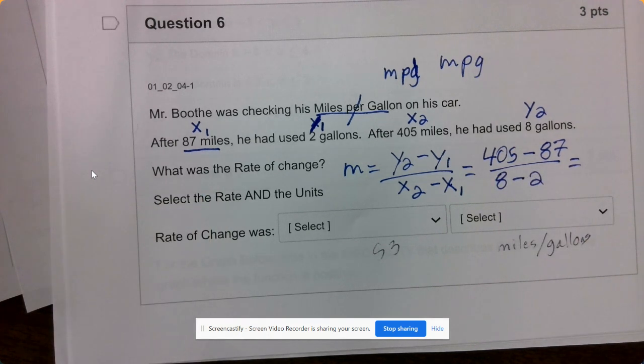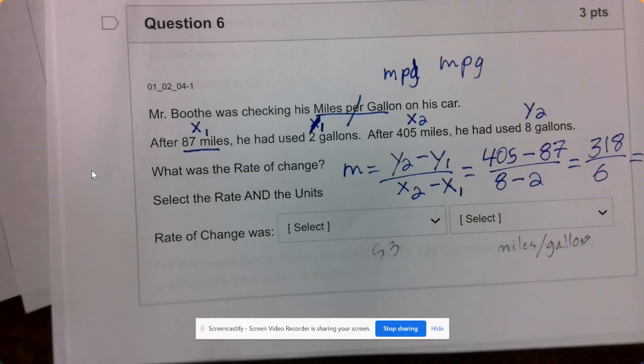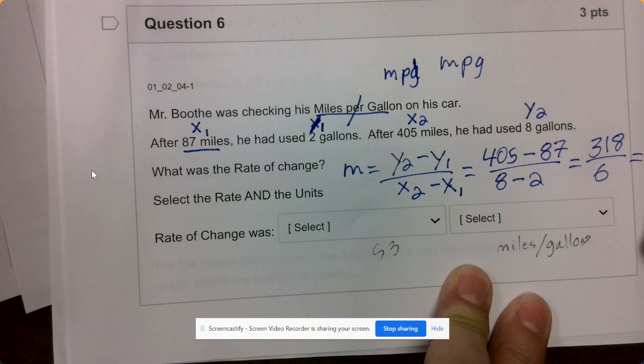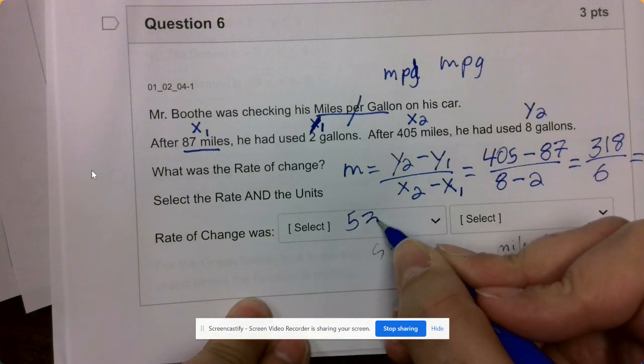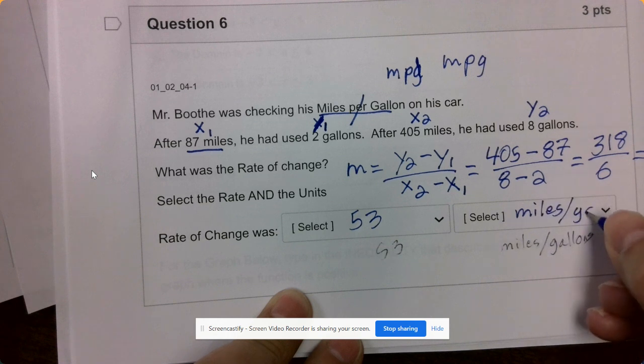Everybody definitely use calculators for these. If you are doing a final, any quiz, any test, any assignment, use a calculator. Calculators are our friends. Always a way to double check your answer. We get 318 over 6. Divide that by 6. We get 53. So 53 miles per gallon. Okay, everybody, it's miles over gallons.